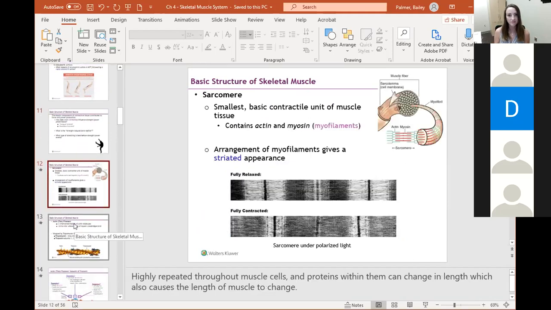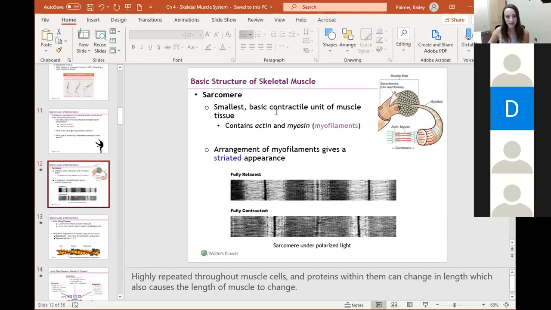Next, kind of what you'll have to know about is the basic structure of the sarcomere and kind of all the components that are comprised in it. These questions are easy because they're going to be just kind of straight up definition questions. Such as, what is the smallest basic contractile unit of muscle tissue, which is the sarcomere?